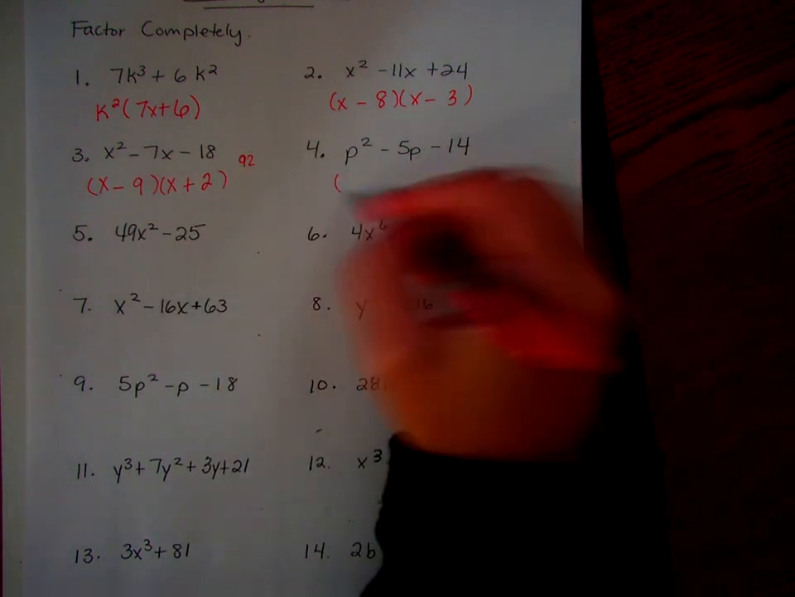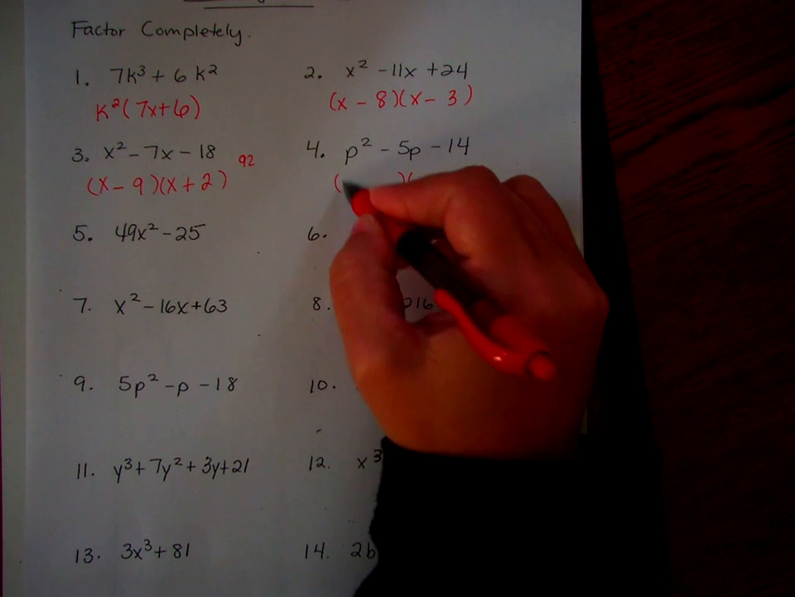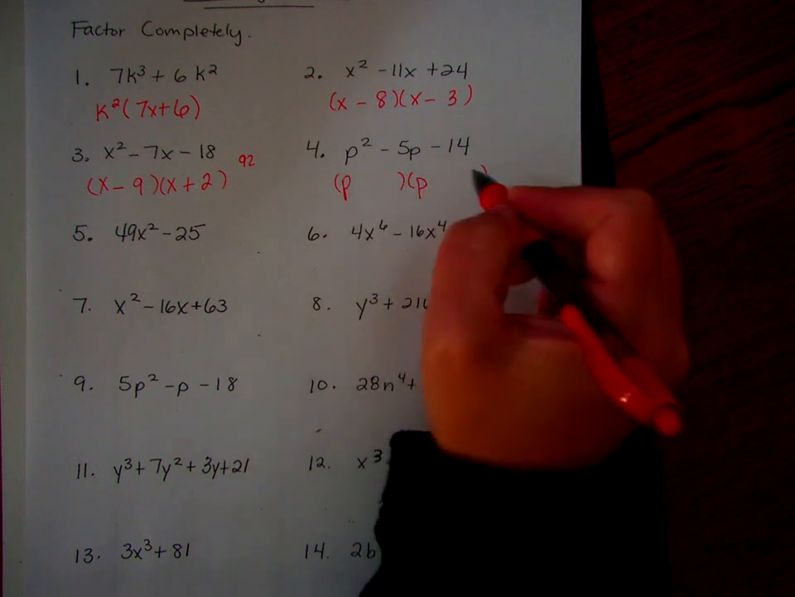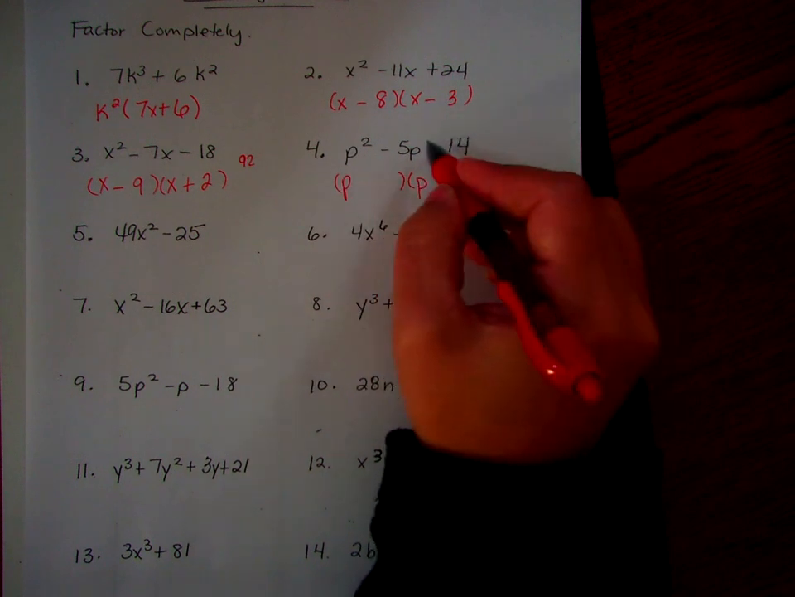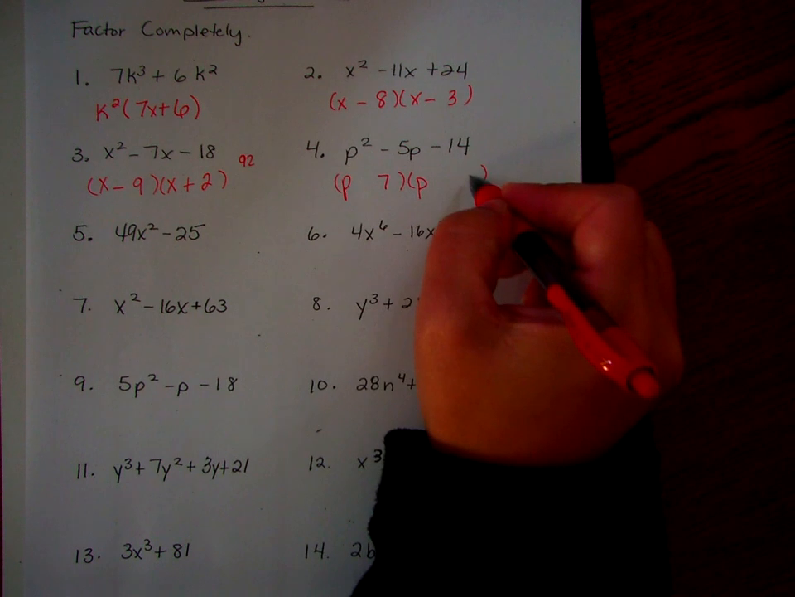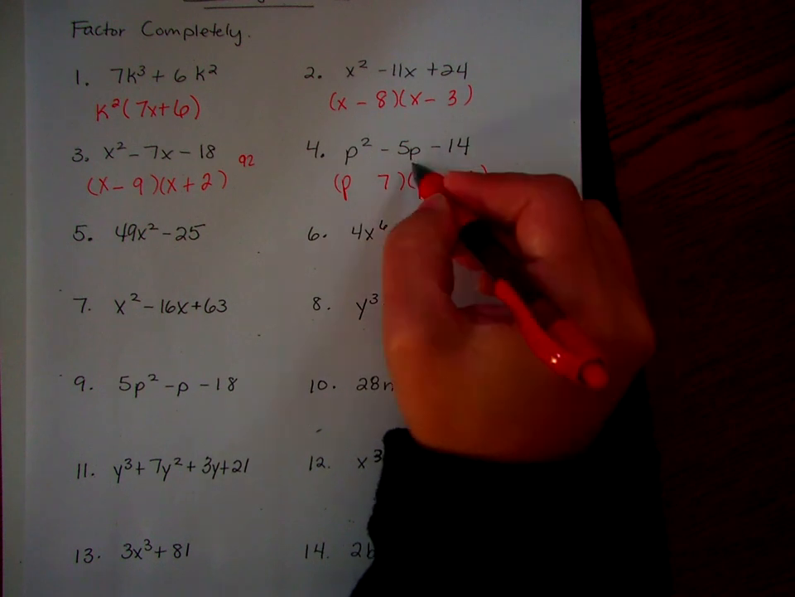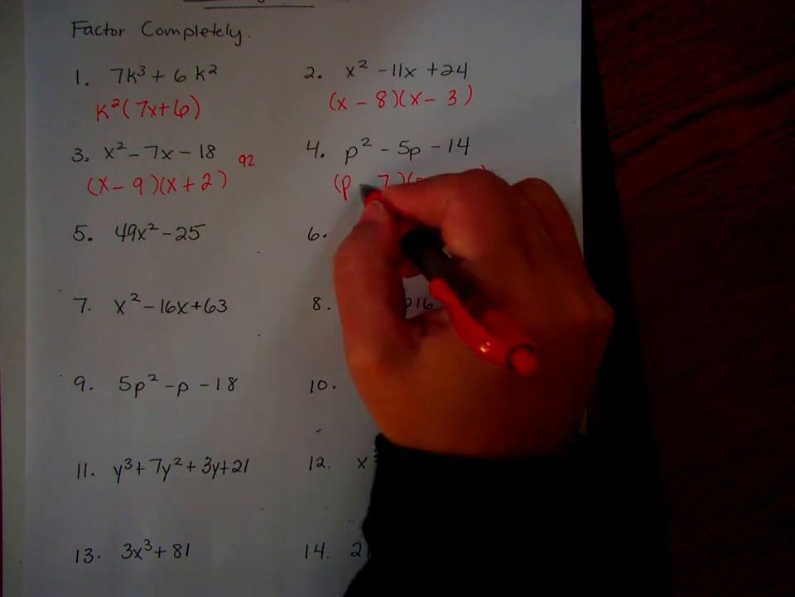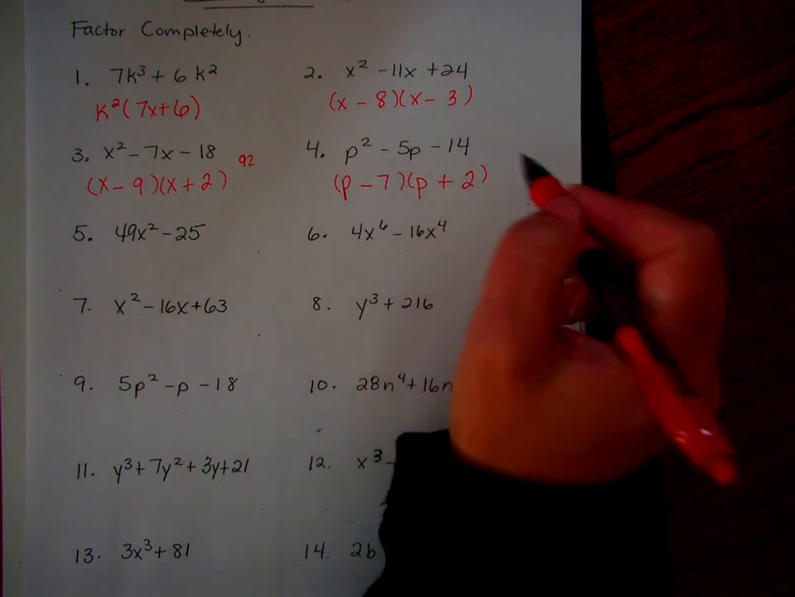Number 4, another trinomial. Okay, so we're going to have p and p. And then factors of 14 that add to get 5, 7 and 2. I need a negative 5 when they add, so the higher number is going to be the negative.